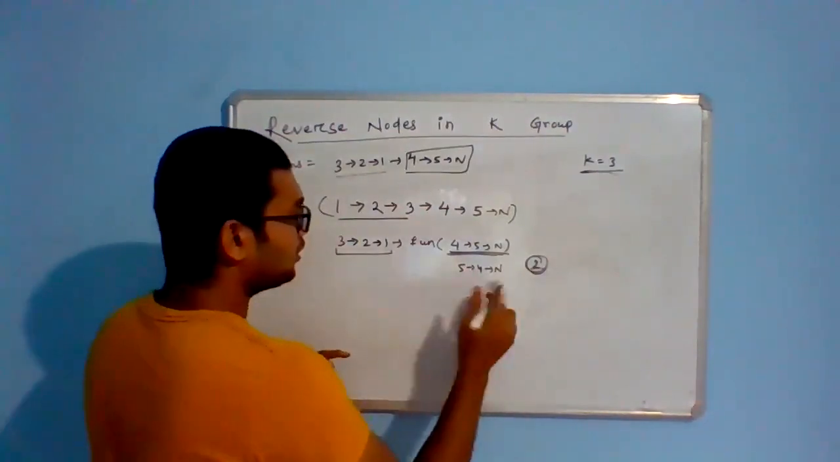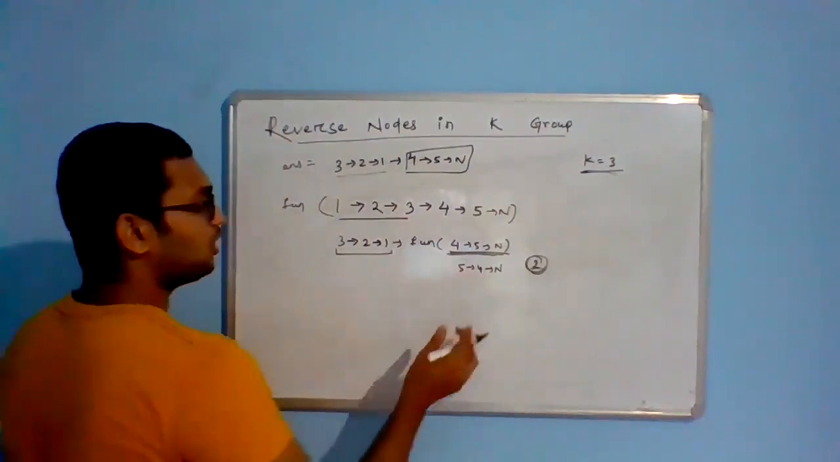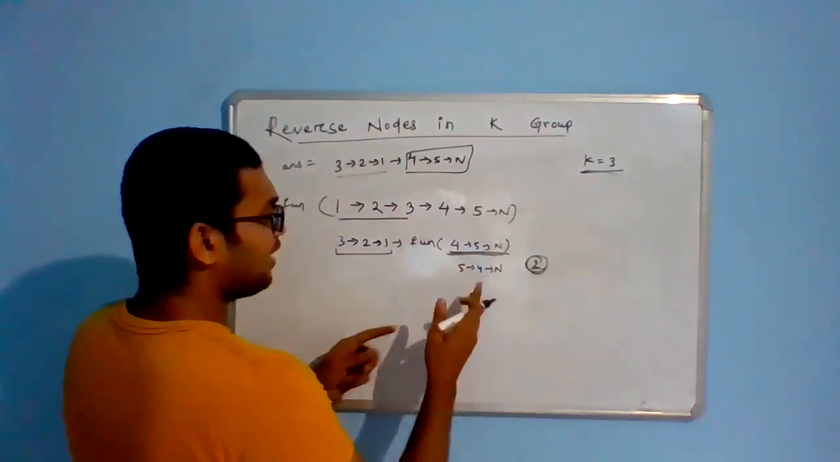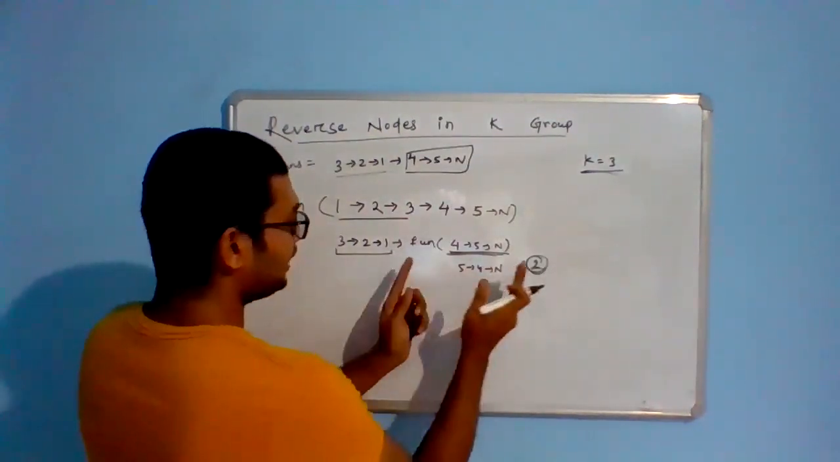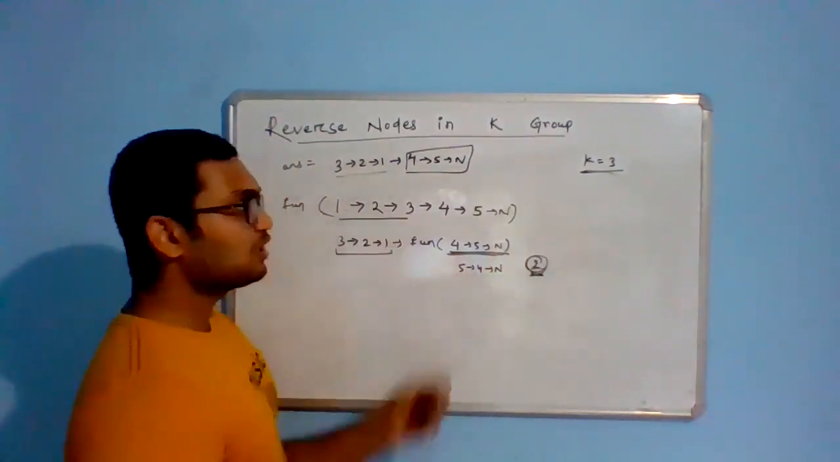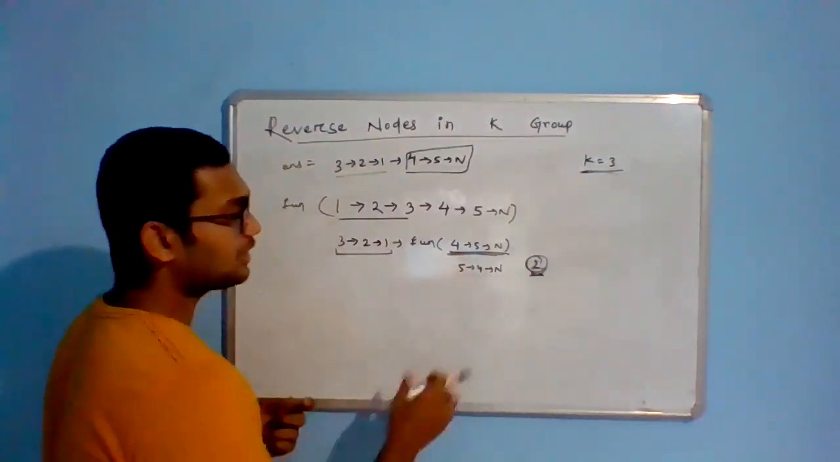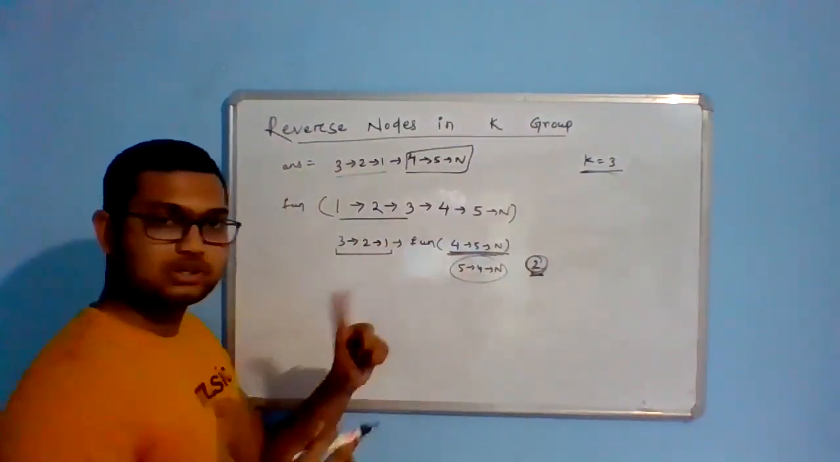And here we see that 2 is lesser than k, right? So we have reversed a sublist whose size was 2, but our intention was that we had to reverse k-sized sublists. So that means it is wrongly reversed. We have to re-reverse it.